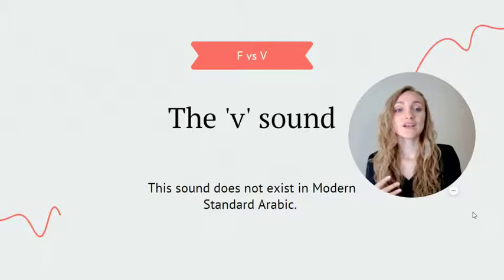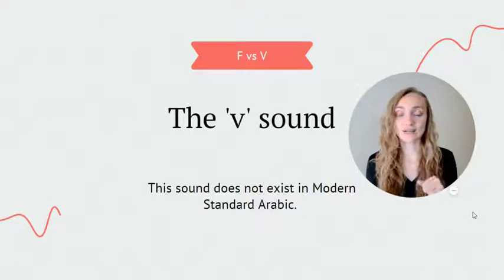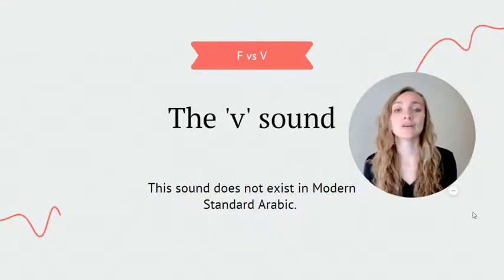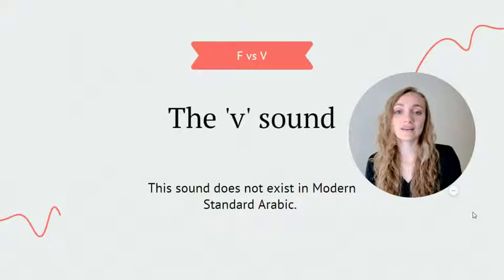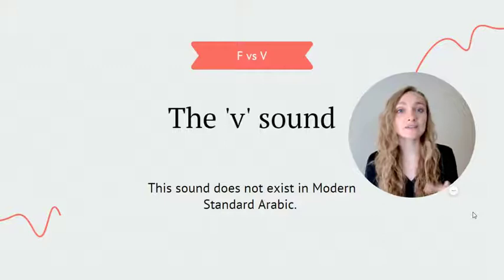Okay. So we're going to start with the V sound because this is the sound that does not exist in modern standard Arabic. This is the sound V, V, V. Like in the words vet or van or very. Okay, so practice, try and make that V sound with me, even if it's difficult.